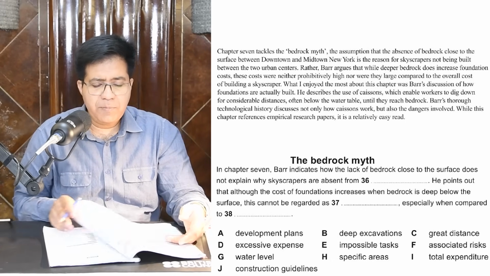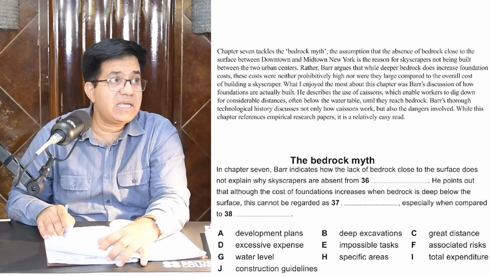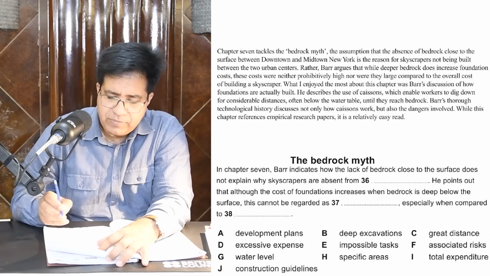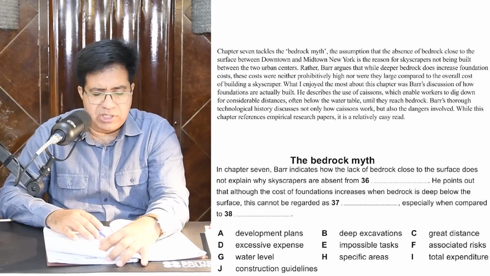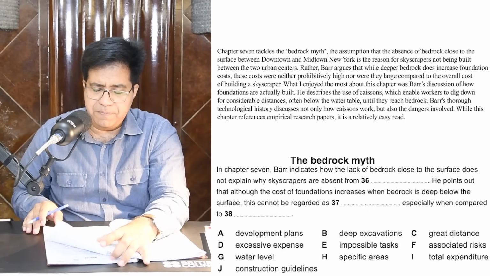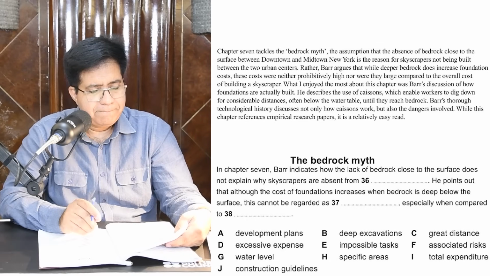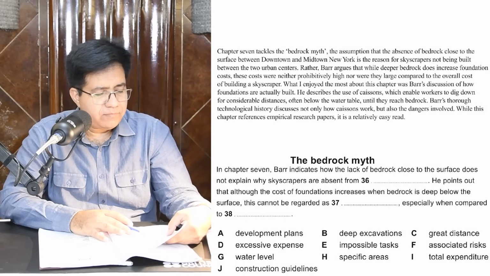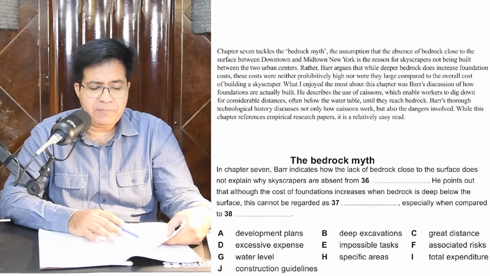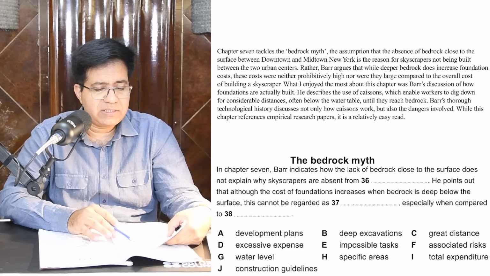Now they use the word prohibitively high. What is prohibitively high? When something is excessively expensive. Okay, they said prohibitively high. So bedrock does not increase foundation cost. These costs were neither prohibitively high nor were they large compared to the overall cost. So prohibitively high. Look for the word for that. Well done. Excessive expense. Question number 37. Prohibitively high. That means excessive expense.